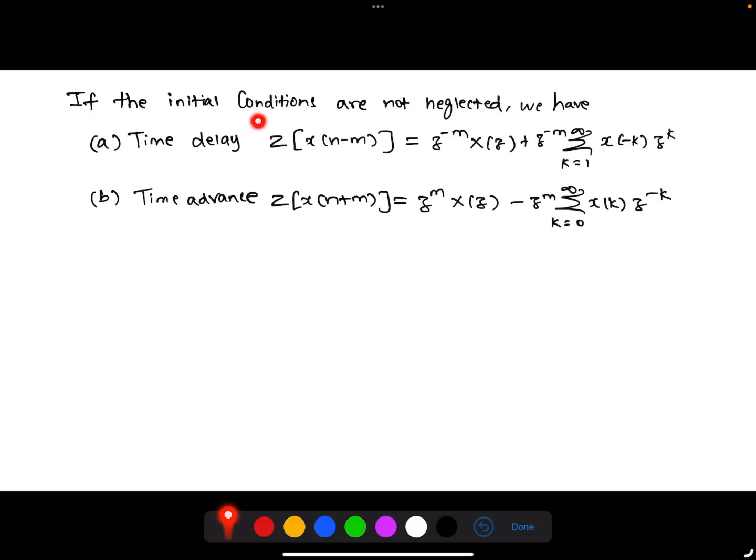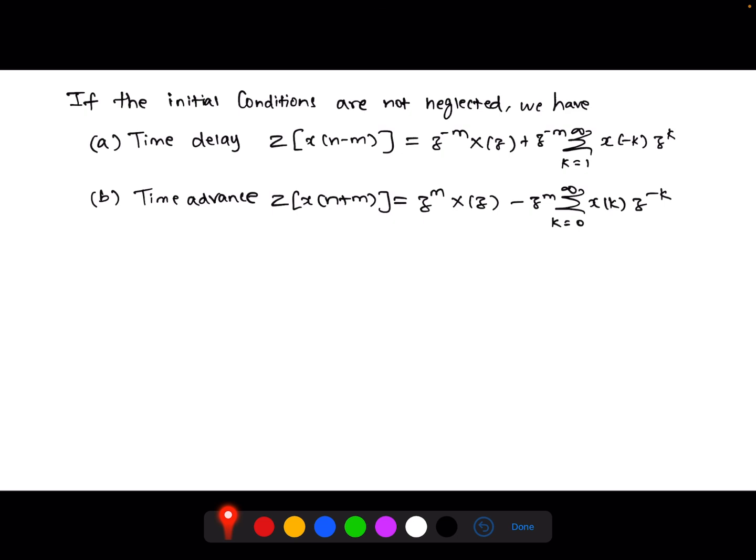If the initial conditions are not neglected, we have the time delay property: z of x of n minus m equals z to the power minus m into x of z plus z to the power minus m into summation k equal to 1 to infinity x of minus k into z to the power k. And the time advance property: z of x of n plus m is equal to z to the power m into x of z minus z to the power m summation k equal to 0 to infinity x of k into z to the power minus k.